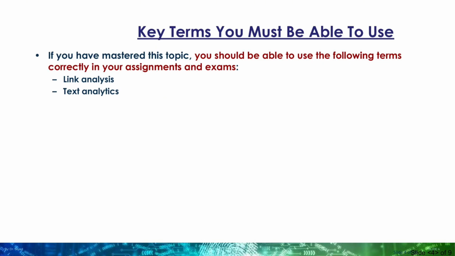Let's define them quickly. Link analysis is a technique to evaluate relationships between objects. We call them nodes. Text analytics is the process of turning messy, unstructured text into useful insights. These are your buzzwords for success today.